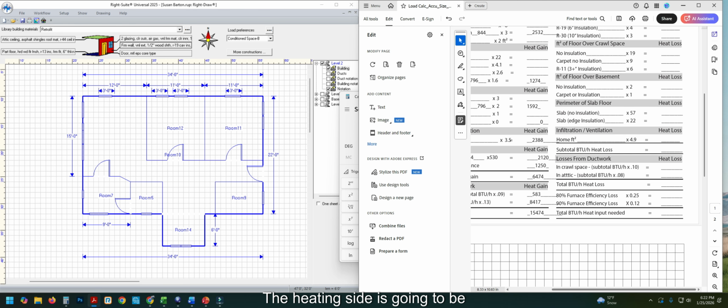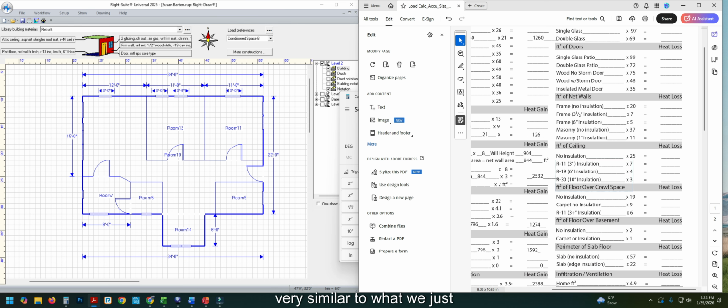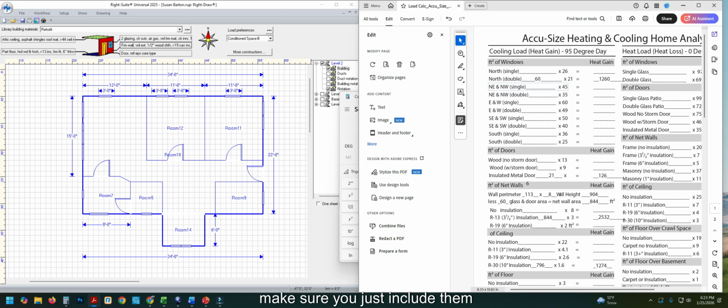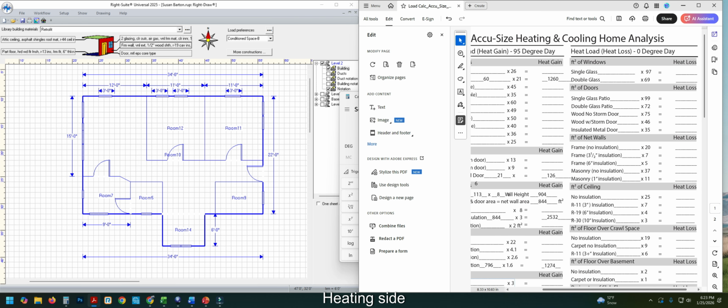All right. The heating side is going to be very similar to what we just did. The difference here on the heating side is we do have some glass patio doors, patio windows. So if we have any sliding doors going out into a patio area, we'll make sure that we incorporate those. If you do have sliding glass windows or doors, over here on the left side, make sure you just include them as a window. On the heating side, they actually do have it separated between the two.